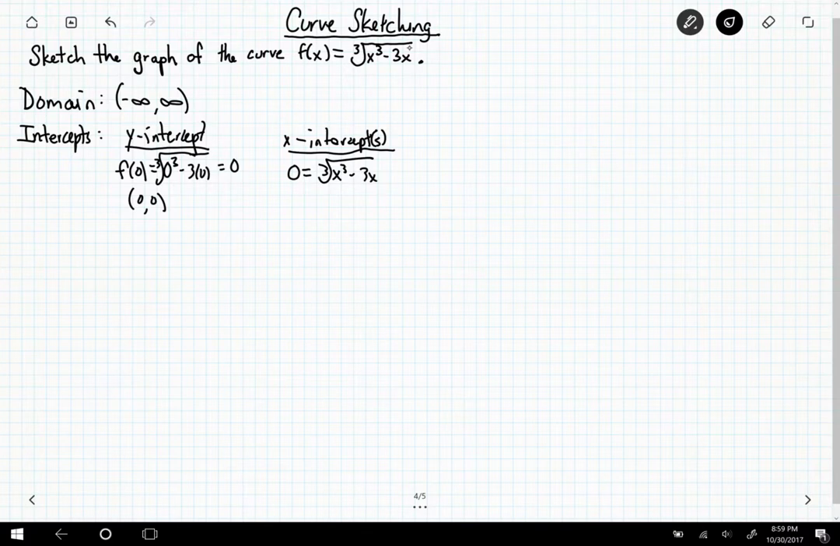So in order to do that, we're going to have to, first off, cube both sides and you get 0 equals, let's factor out the x here, so you get x times x squared minus 3. So what's happening with that? Well, you're left with x equals 0 or x squared minus 3 equals 0. In the second case, you're left with x equals plus or minus the square root of 3.